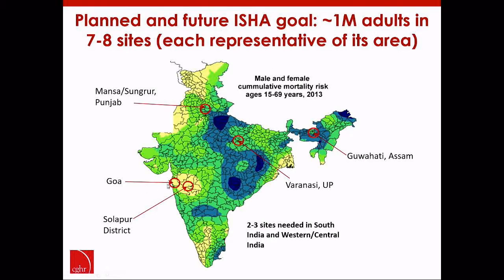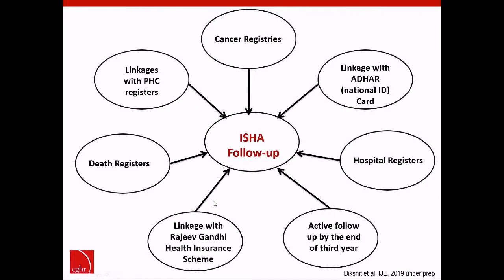This work has already started in Solapur, and will start soon in Goa, in Varanasi, UP, where the current Prime Minister is from. There will be another cohort set up. Guwahati Northeast in Assam has those very interesting patterns of stroke that need to be mentioned. But even with these existing sites, that doesn't quite come up to 1 million, and there's a need for about 2 to 3 more sites in different parts of India where there are unique patterns of disease.